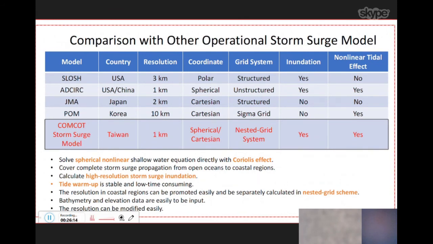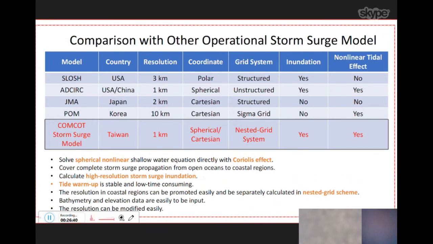And our coordinate system is the spherical coordinate system. If you are interested in inundation, we can also use the Cartesian coordinate system. But maybe in the USA, they use the polar coordinate system. So it's different from our model. And for the grid system, we can use the nested grid system, but in the Earth system, they use an unstructured grid.